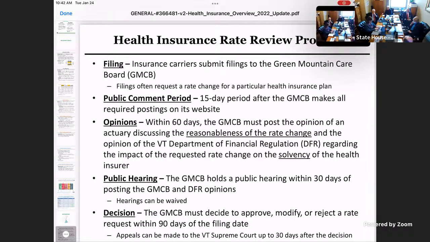The Green Mountain Care Board, within 60 days, must post the opinion of an actuary discussing the reasonableness of the rate change, and the opinion of the Department of Financial Regulation regarding the impact of the requested rate change on solvency. So the Green Mountain Care Board does the majority of the lift in terms of looking at the premium and its reasonableness, hiring actuaries. The Department of Financial Regulation has a small piece, and there's a big part around the reserves, making sure that the insurers can remain solvent under the premium structure.